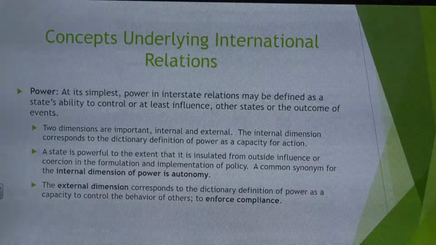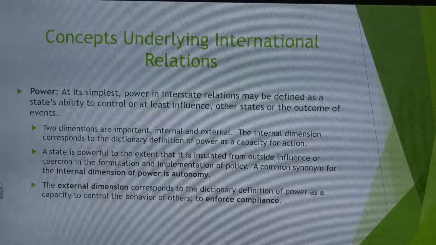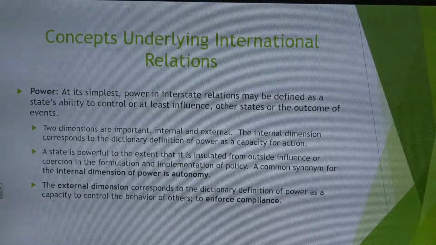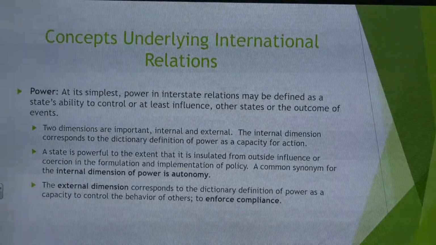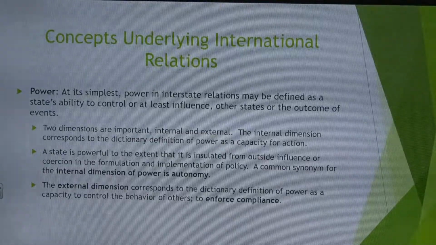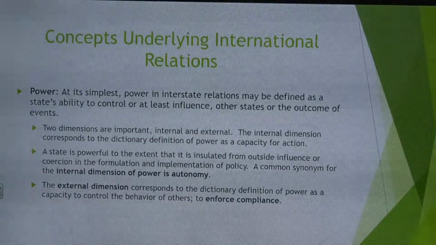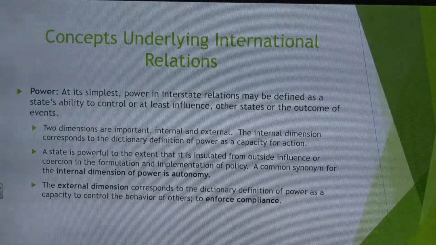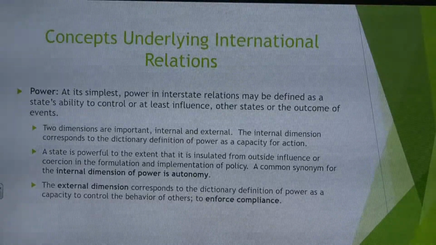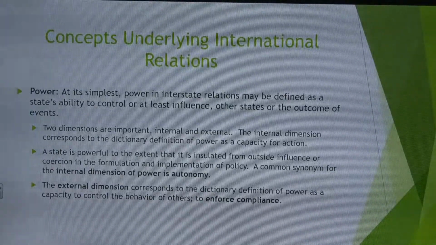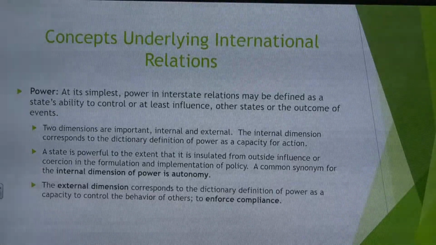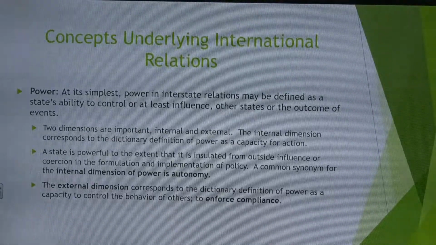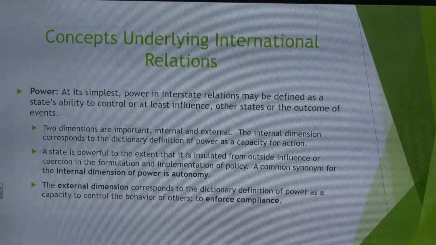A state is powerful to the extent that it is insulated from outside influence or coercion in the formulation and implementation of policy. So a state is considered powerful when outside actors are unable to influence the actions within the internal state. Now, a common synonym for the internal dimension of power is autonomy. The external dimension corresponds to the dictionary definition of power as a capacity to control the behavior of others and to enforce compliance, which can be within the state as well as outside of the state.